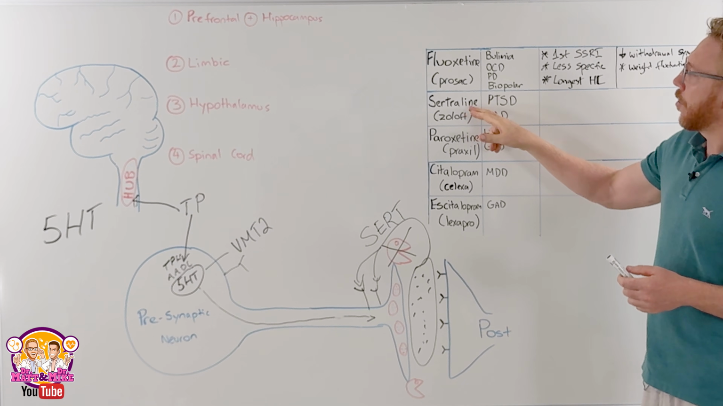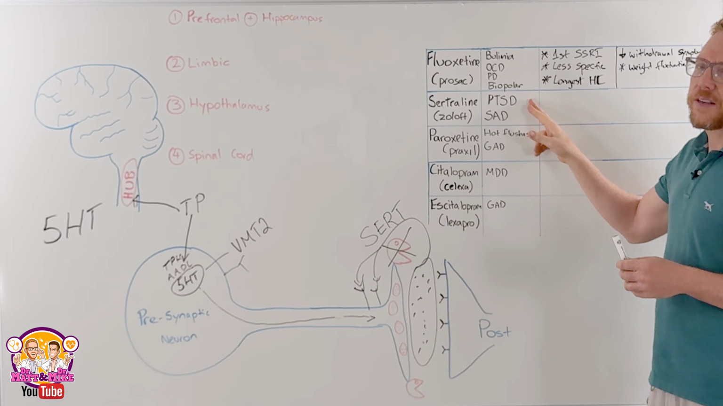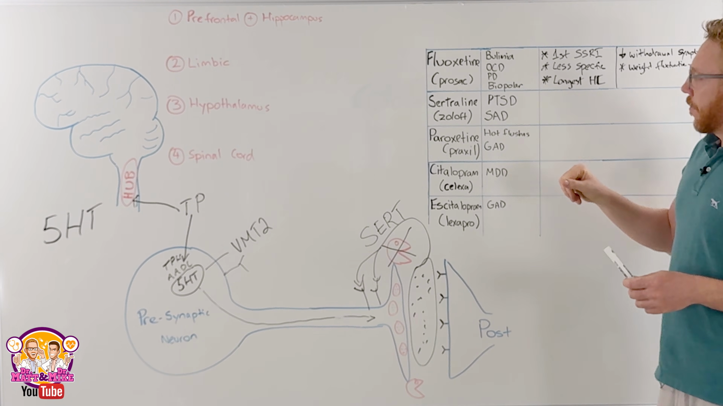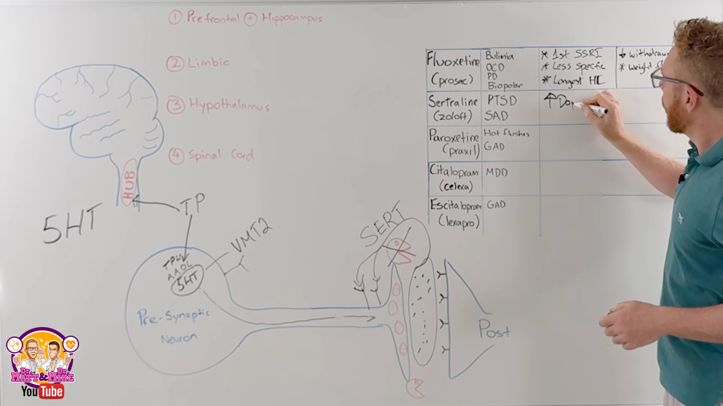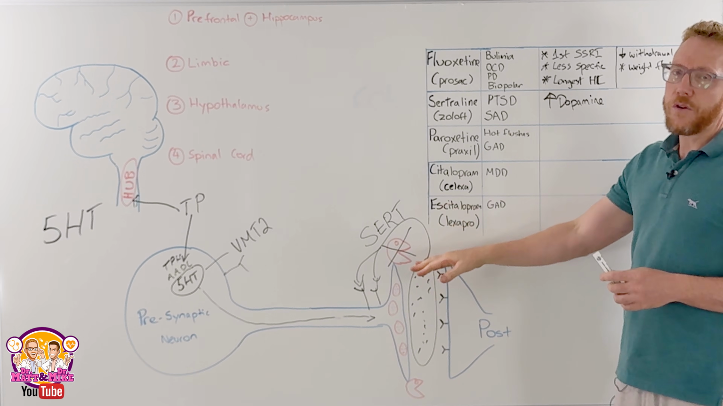Moving now to sertraline or Zoloft. Additional to depression, it can be used for PTSD, so post-traumatic stress disorder, and social anxiety disorders. In addition to serotonin, it also increases dopamine through its blocking of its own transporter.